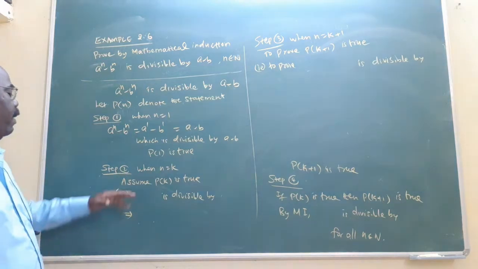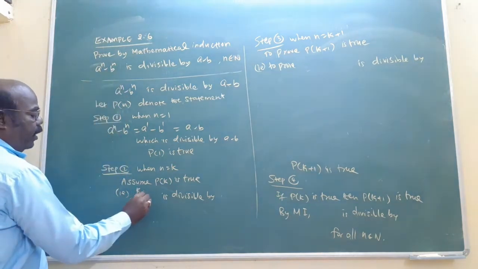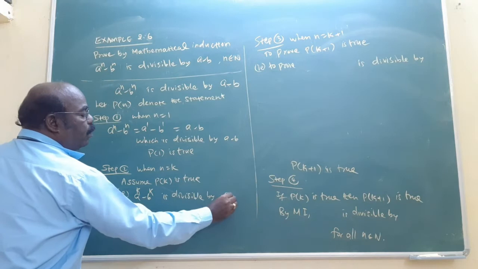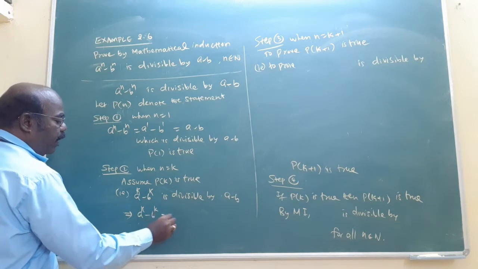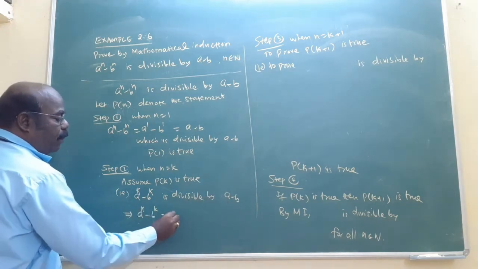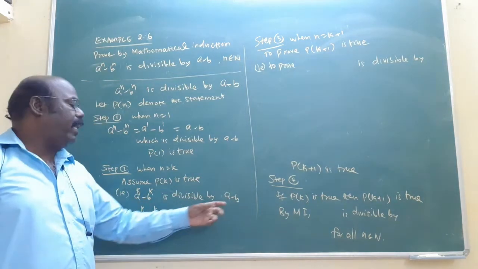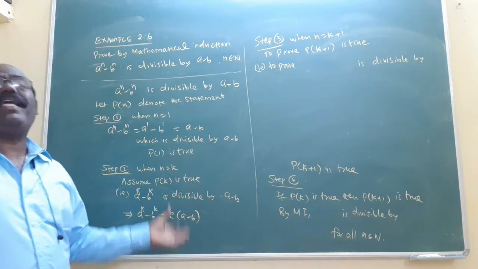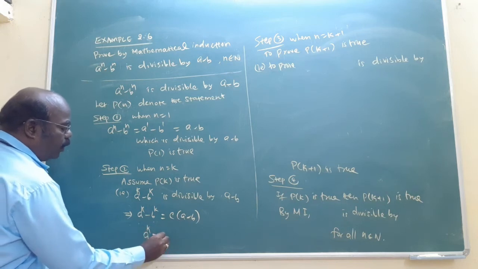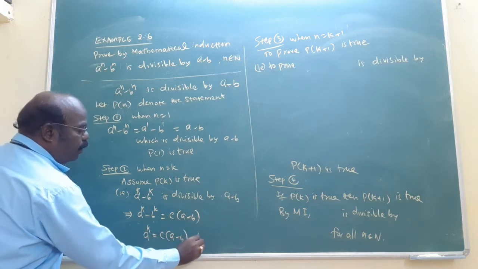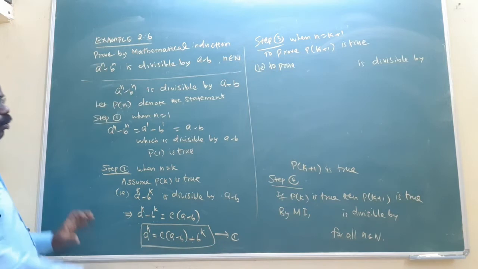When n equals k, assume P of k is true. That is, replace n by k. A power k minus b power k is divisible by a minus b. Now what I told you? A power k minus b power k equals a multiple of a minus b, that is c into a minus b. Am I correct? Similar to 8 into c before, here a minus b into some constant. Now we want a power k alone. So a power k equals c into a minus b plus b power k. This only you want to use.